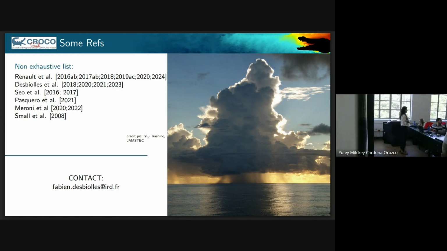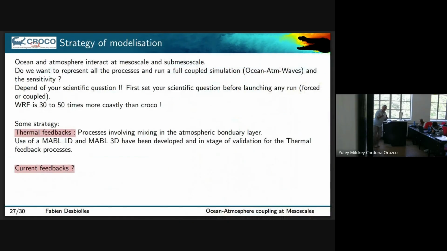Thank you, Fabien, for this lovely presentation. I'm just wondering if these two options, I mean, the thermal feedback and the current feedback, are they comparable? So yes, for the current feedback. Yes, so current feedback is. I don't know. Okay.